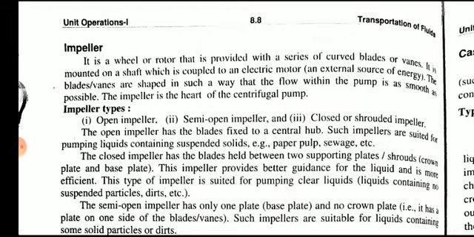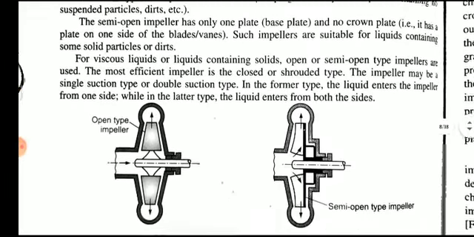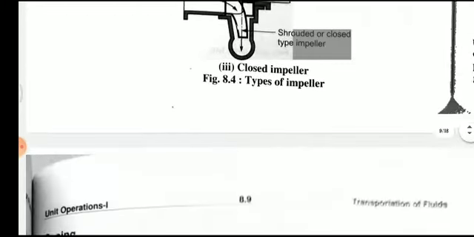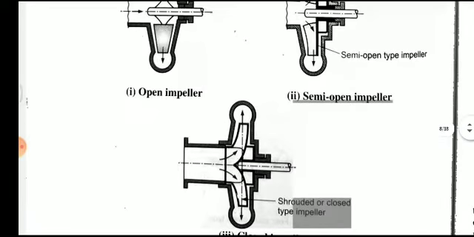Impeller types: the impeller types are open impeller, semi-open impeller, and closed or shrouded impeller. So these are the three types of impellers: open, semi-open, and the third one is the shrouded or closed impeller. Okay, so let's see that.